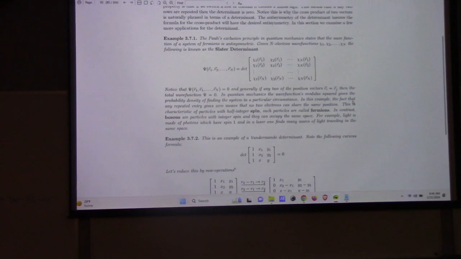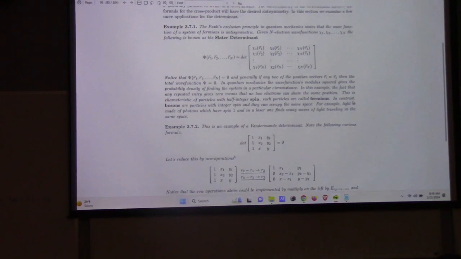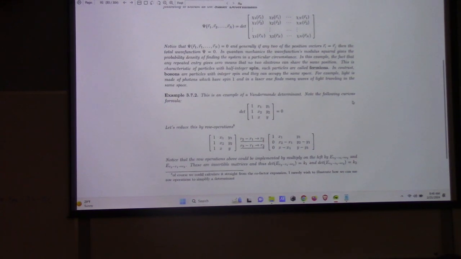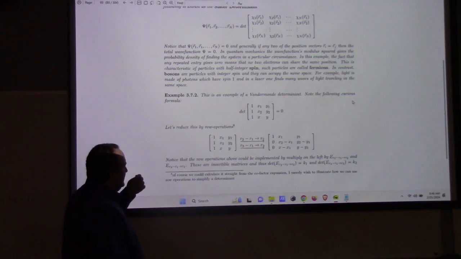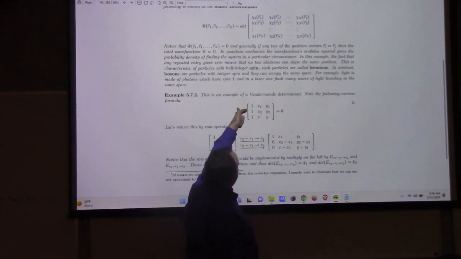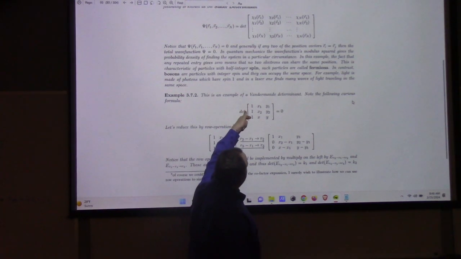This will not be on the test, obviously. This one, on the other hand, is a nice test question. So here we have the so-called Vandermonde determinant. And check this out. So what you do is you put 1, 1, 1 here, x1, y1, x2, y2, x, y.